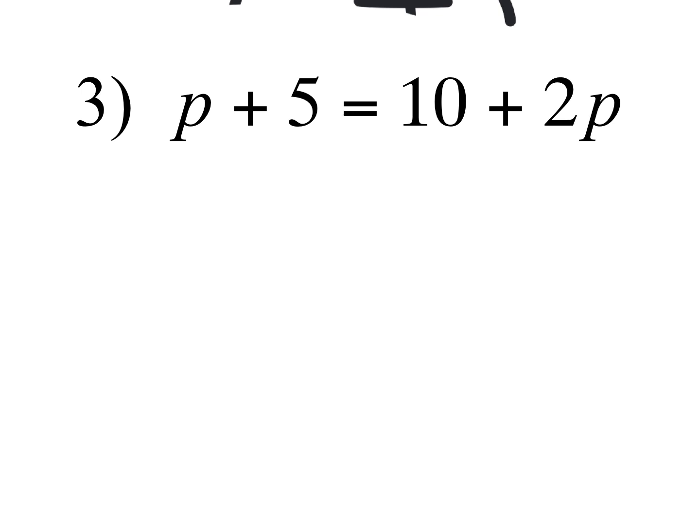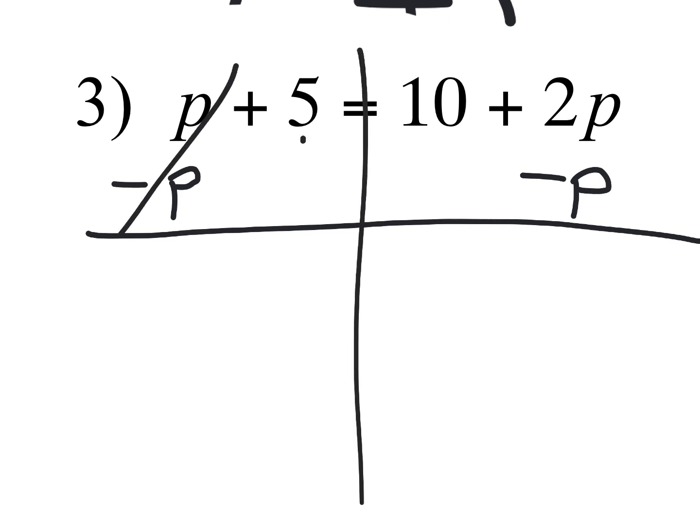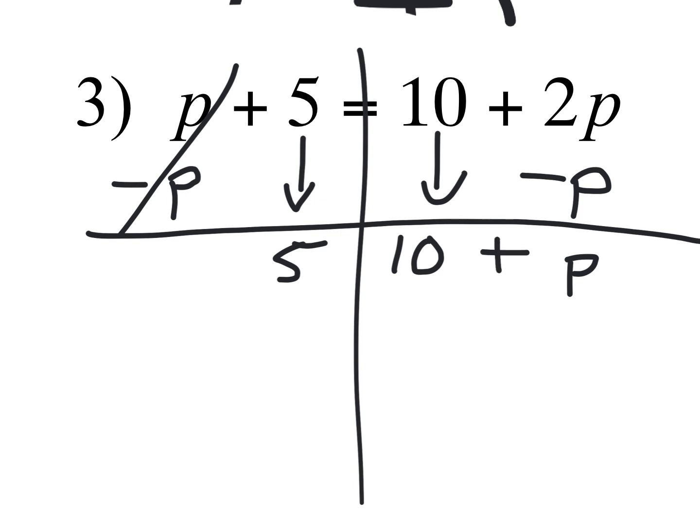Okay, number 3. I'm going to choose a variable to get rid of. I'm going to take away the p, and I'll take away a p by doing a -p. And I need to do it here on both sides. So that'll cancel, leaving me with a 5. And I still need to bring down the 10. And then here, if I have 2 p's and I take away a p, that's going to leave me with 1 p. Although I really don't need the 1 because it's a positive p, I'm going to put a plus there in front.